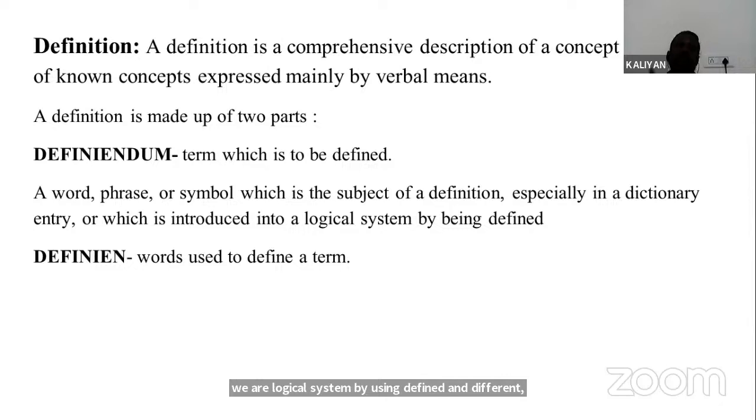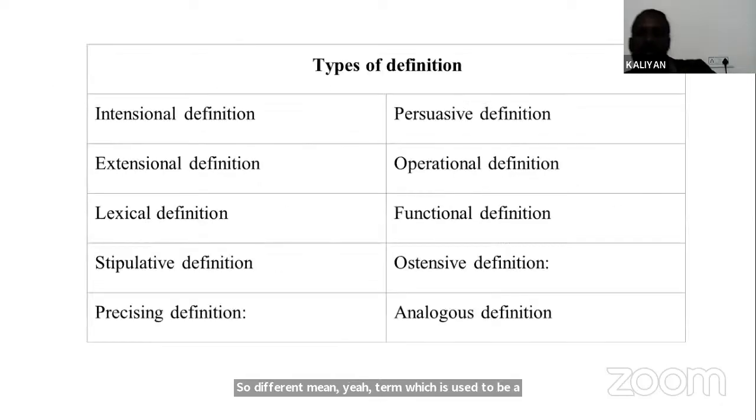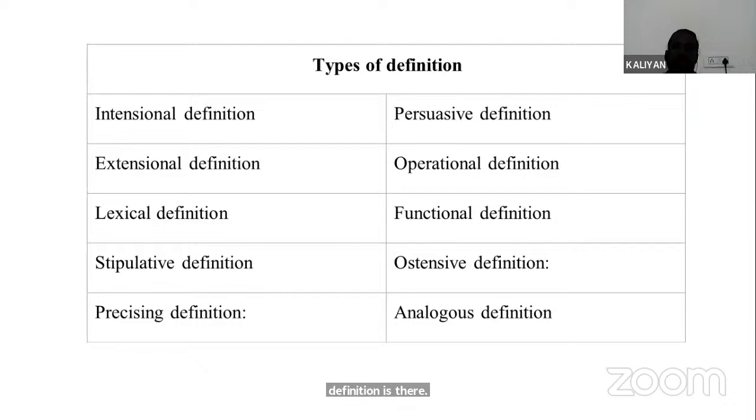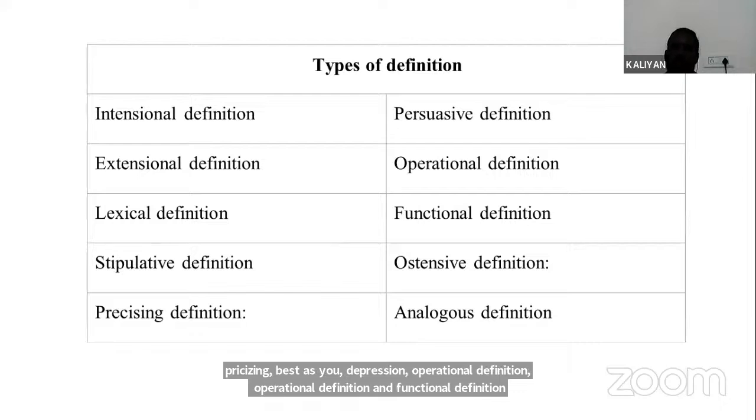So the definiendum means the term which is to be defined, and the definiens is the words used to define the term. That is the difference between the definiendum and the definiens. And there are different types of definition: the intensional definition, essential definition, lexical, stipulative, precising, persuasive definition, operational definition, functional definition, ostensive definition, and analogical definition.